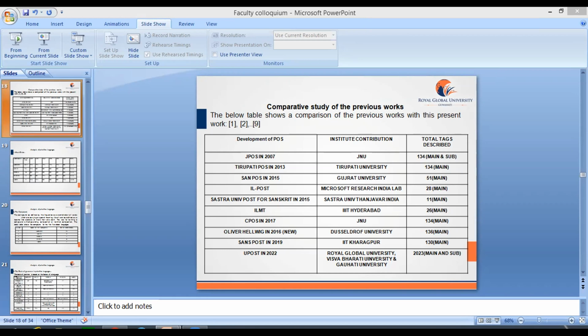If you can see this table, in almost all parameters Sanskrit scores higher compared to other languages. The main and subtags we calculated, we put all the calculations together, and after that we got this 2023 total. And this is another table: the grammar language formats, like gender, person, number, tense, and cases. Comparing all these things, they are all present except word 3.